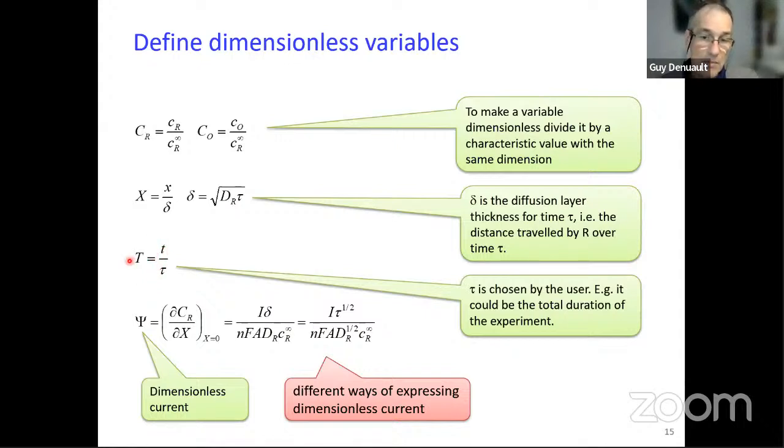Now, when I implement these three expressions into the current, I can define a dimensionless current, which is basically a gradient of dimensionless concentration. And depending on how I express my dimensionless quantities, I will end up with different expressions for the dimensionless current, but at the end of the day, they mean the same. It's just that there's a relationship between delta and the square root of tau and the diffusion coefficient, that's all. So this is a very simple way of simplifying the problem and generating a working curve at the end.